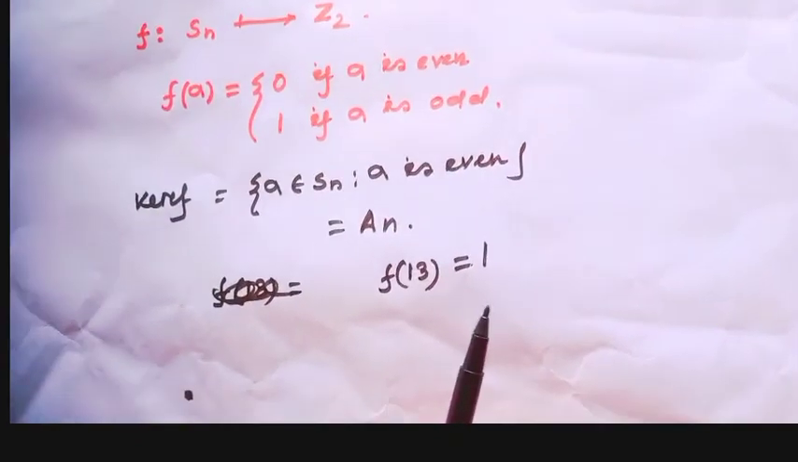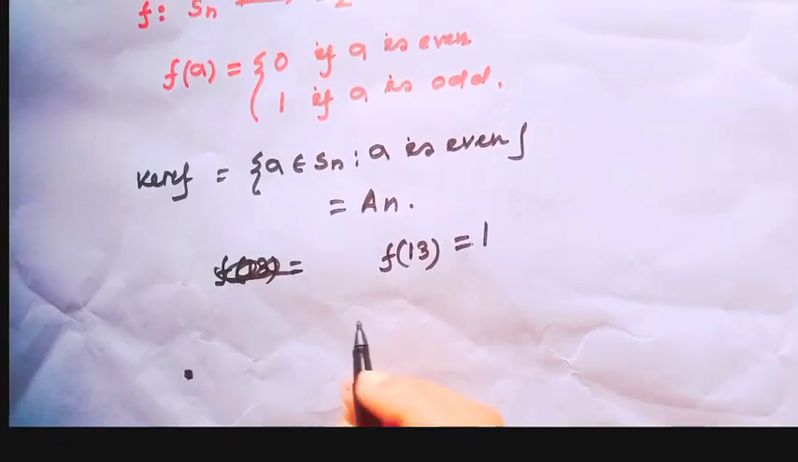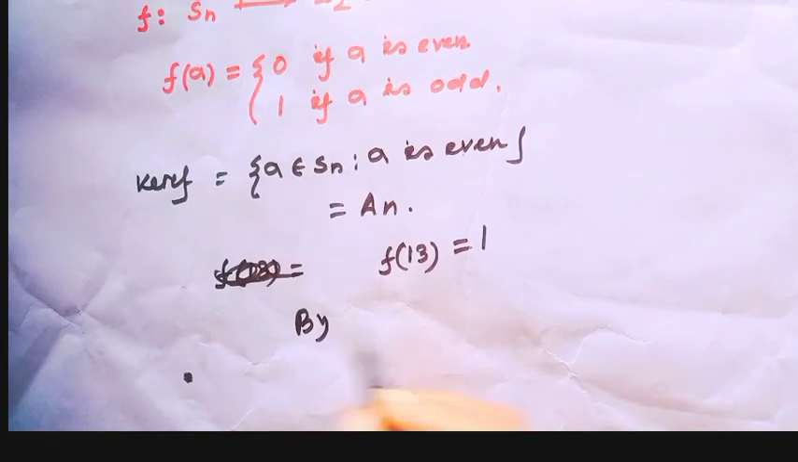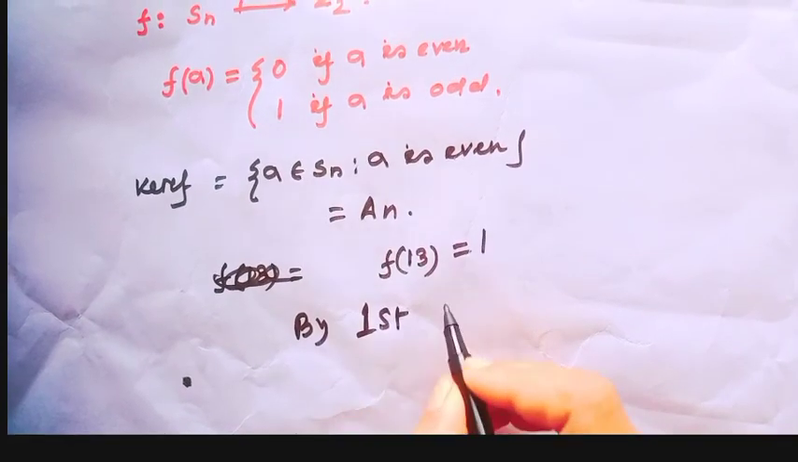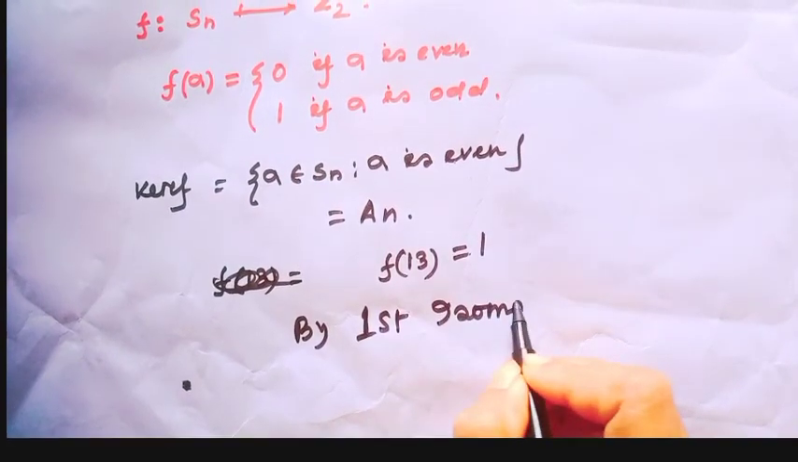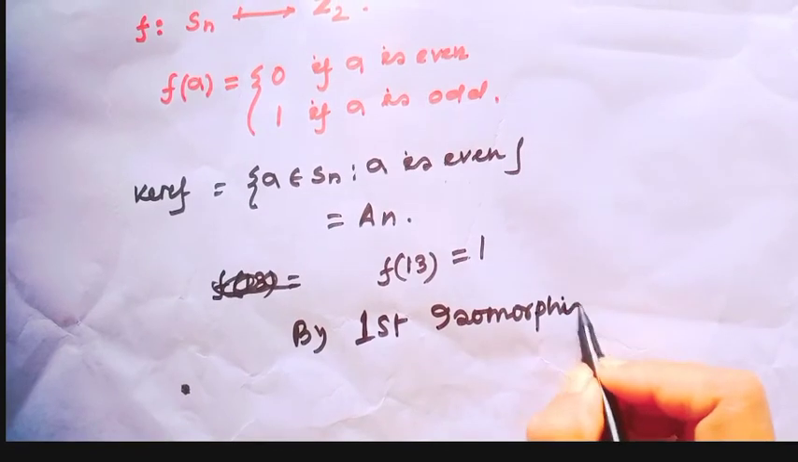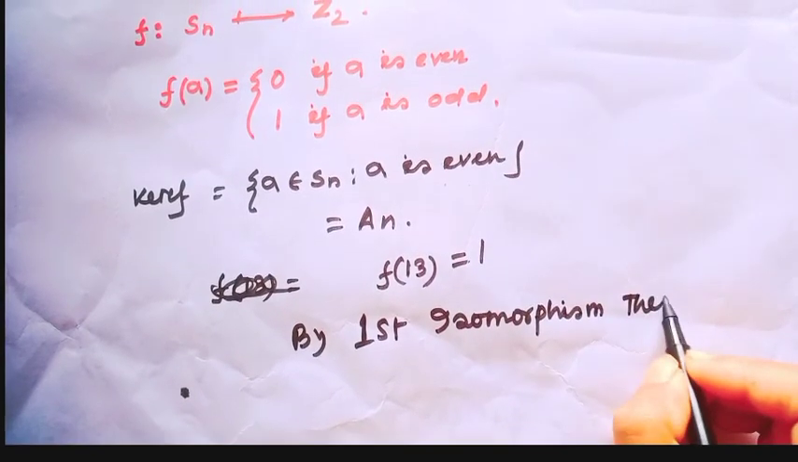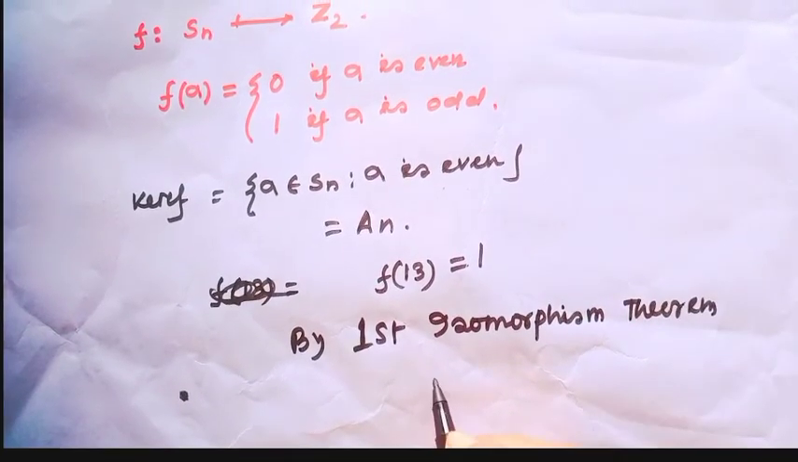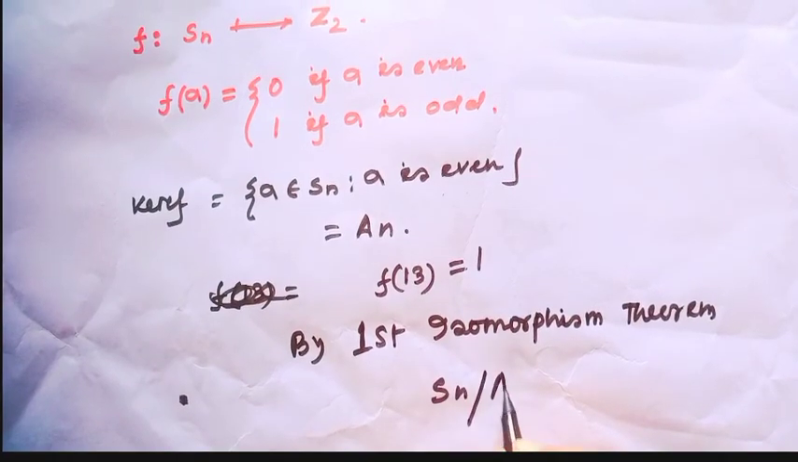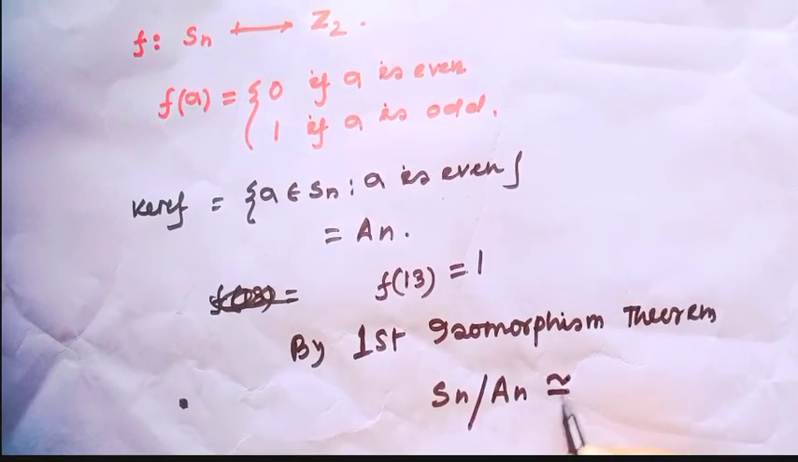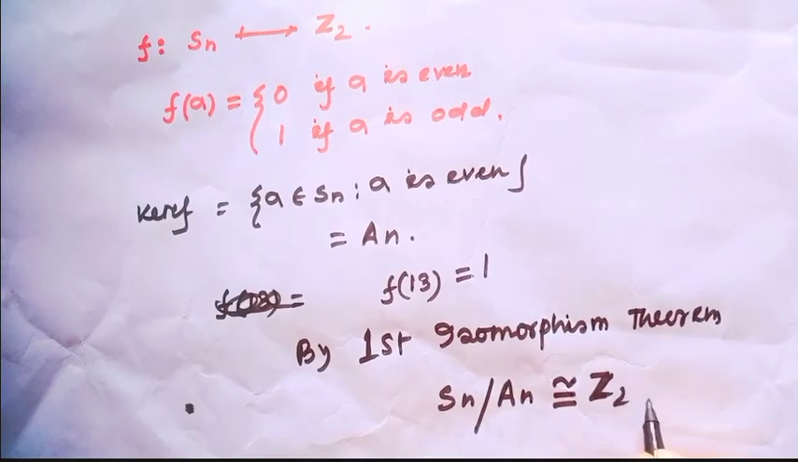So by the first isomorphism theorem we can tell Sn mod An is always isomorphic to Z2. Okay. Now let's see some more interesting examples.